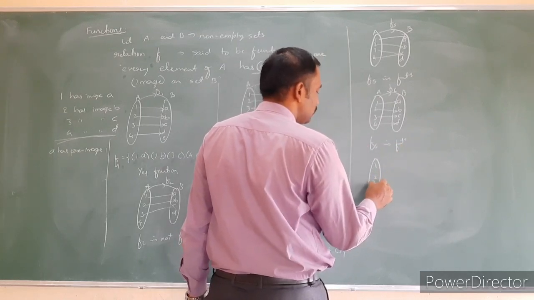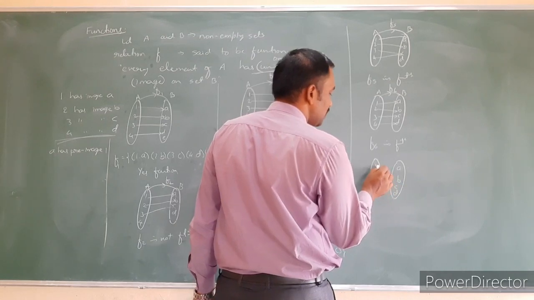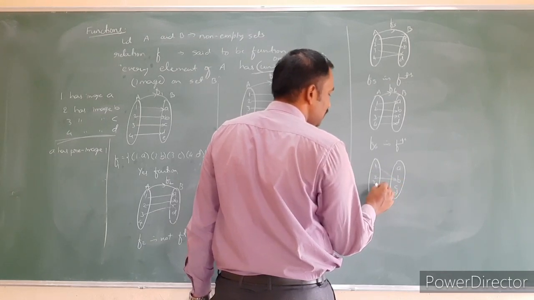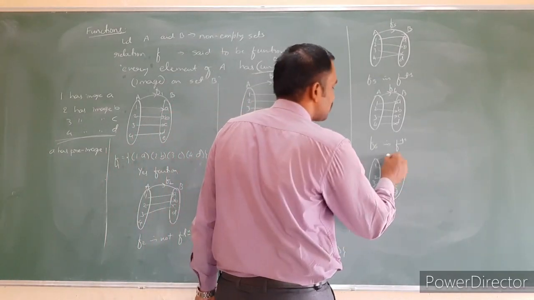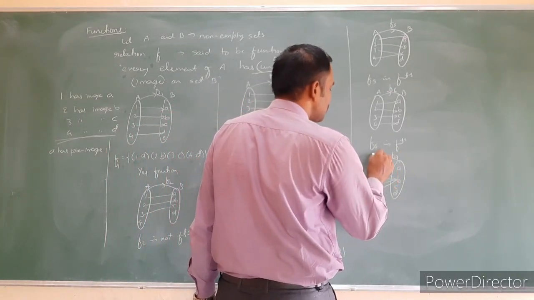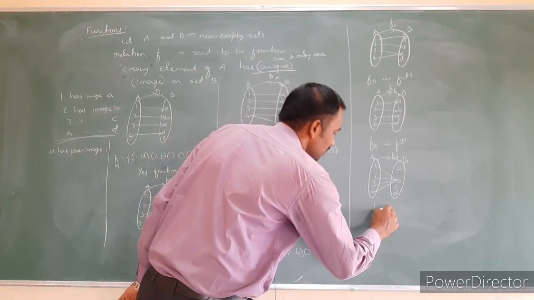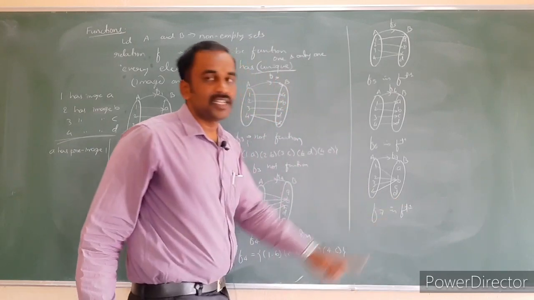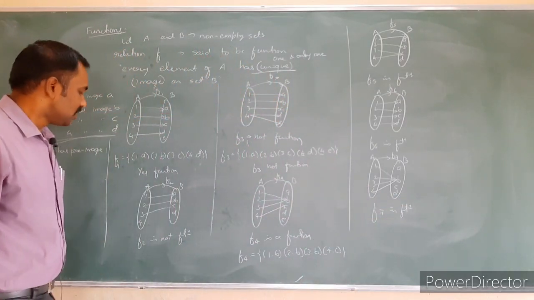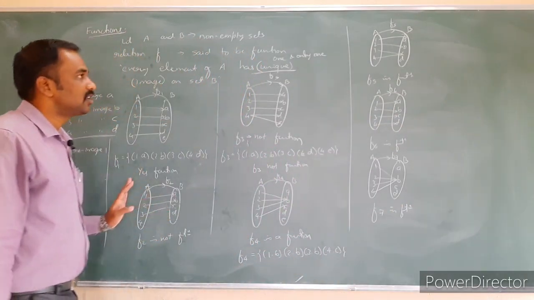Similarly, 1, 2, 3, 4 and A, B, C, D. 1 is related to B, 2 is related to B, 3 is related to B, 4 is related to B. So, tell me whether F7 is a function or not a function. Yes, obviously F7 is a function. Why? Every element is related. Obviously, it is a function. Okay. So, these are the particular examples of a function.